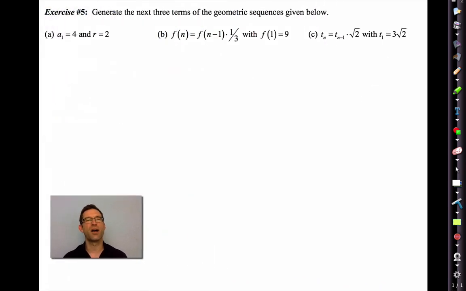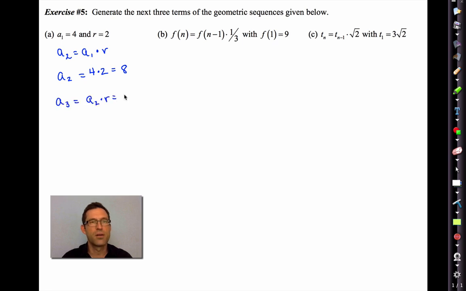Exercise 5. Generate the next 3 terms of the geometric sequence given below. All right, great. No problem. A2 is going to be A1 times R. So that's 4 times 2 gives me 8. That's A2. A3 is going to be A2 times R. So 8 times 2, so A3 is 16. A4 is A3 times R, which is 16 times 2, and A4 is 32.